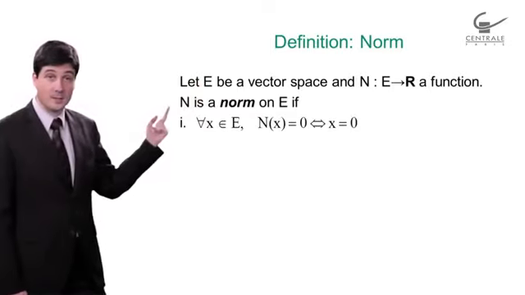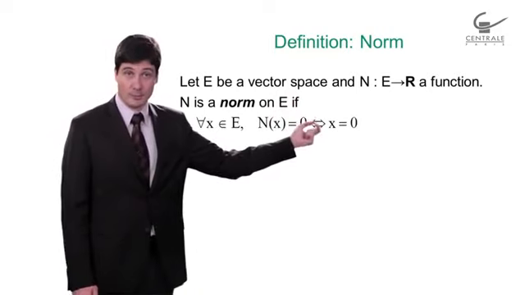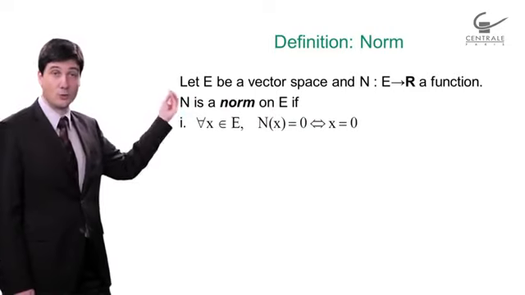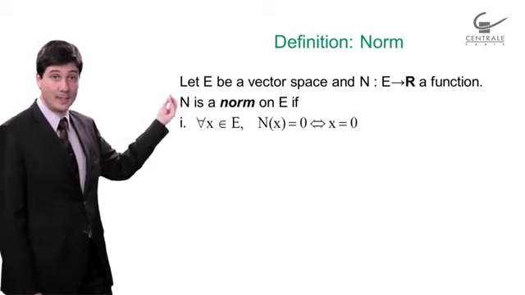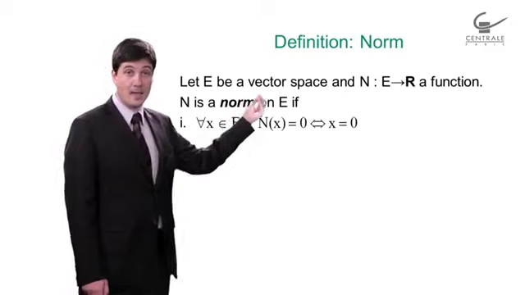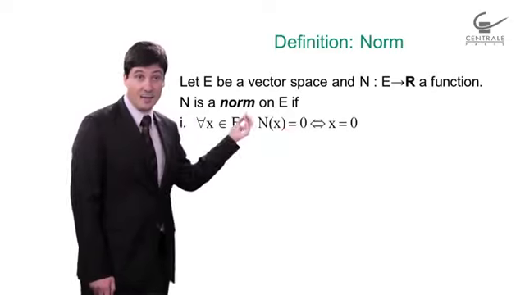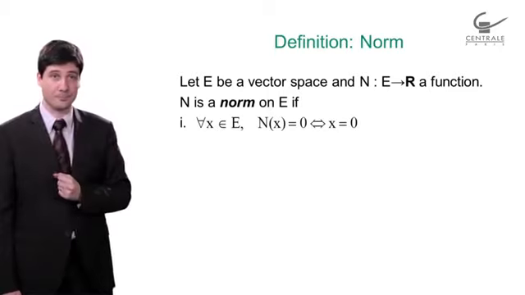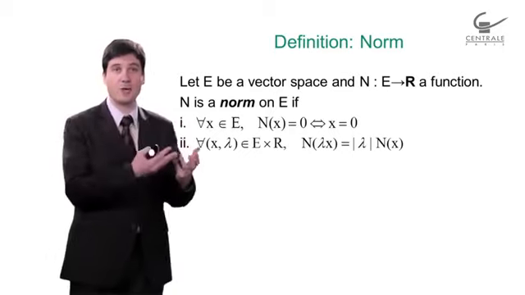The first one is that n of x equals 0 if and only if x is equal to 0. So you start with an element x in E, in the vector space, which is usually called a vector. n of x is 0 means x is equal to 0. And conversely, if x is equal to 0, then n of 0 is equal to 0.